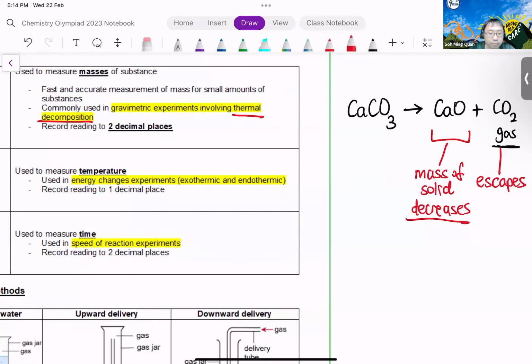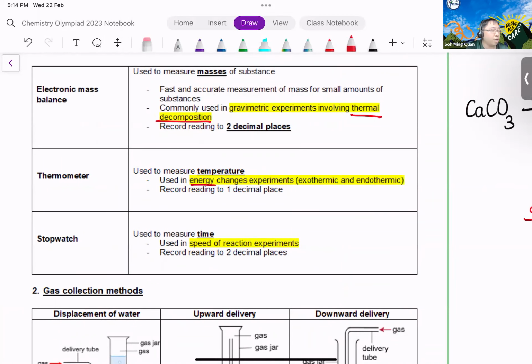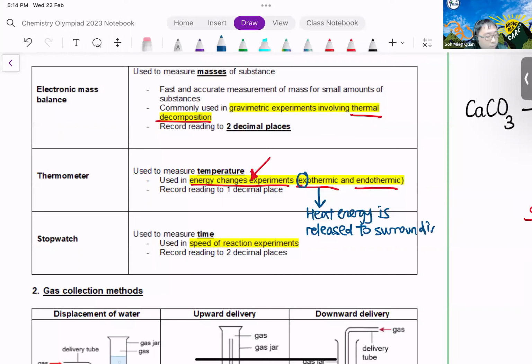Okay, the next two are easy. Thermometer is used to measure temperature. Temperature is usually needed in energy changes experiments, for example, when you want to find out if a reaction is exothermic or endothermic. Now, a quick introduction. Exo means external, outwards, meaning heat energy is released to the surroundings. So heat energy is transferred outwards to the surroundings.